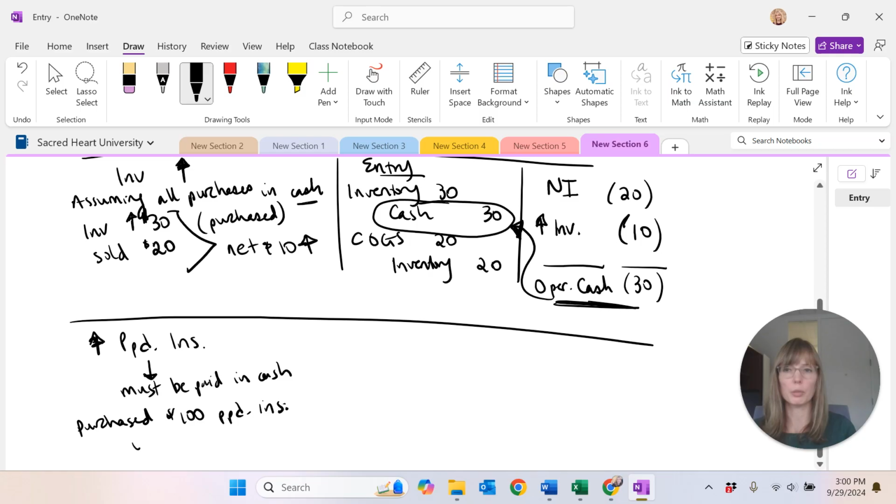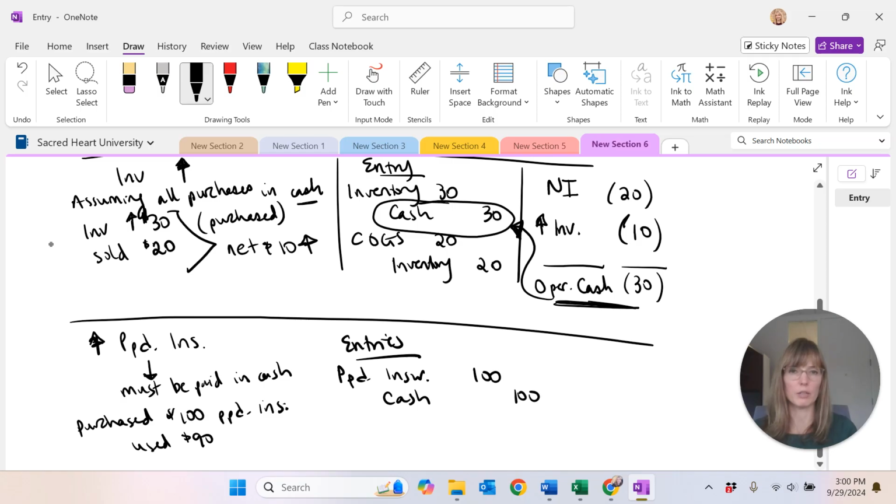First, we buy it and we debit the asset, prepaid insurance, for 100. We give up cash, so we have a cash from operating activities outflow of 100. And then during the period, we use some of it. So we have insurance expense of 90, and we reduce the asset, prepaid insurance, by 90. So what happens at the end of the period? I have a balance of 10 in the prepaid insurance.